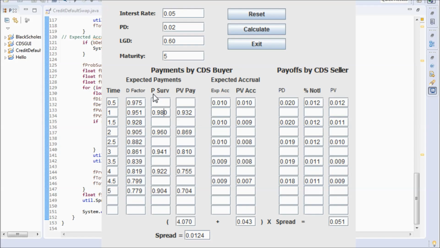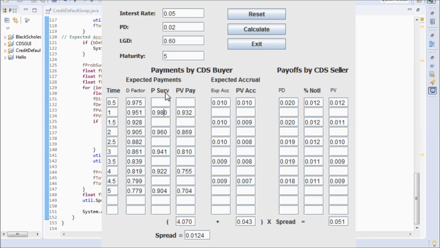We calculate probability of survival for each year, and then we calculate the discount factor. Based on the probability of survival and the discount factor, we can calculate the PV the CDS buyer should pay to this insurance company. Then we sum up all the PV to get this amount. This part shows when the bond issuer does not default.